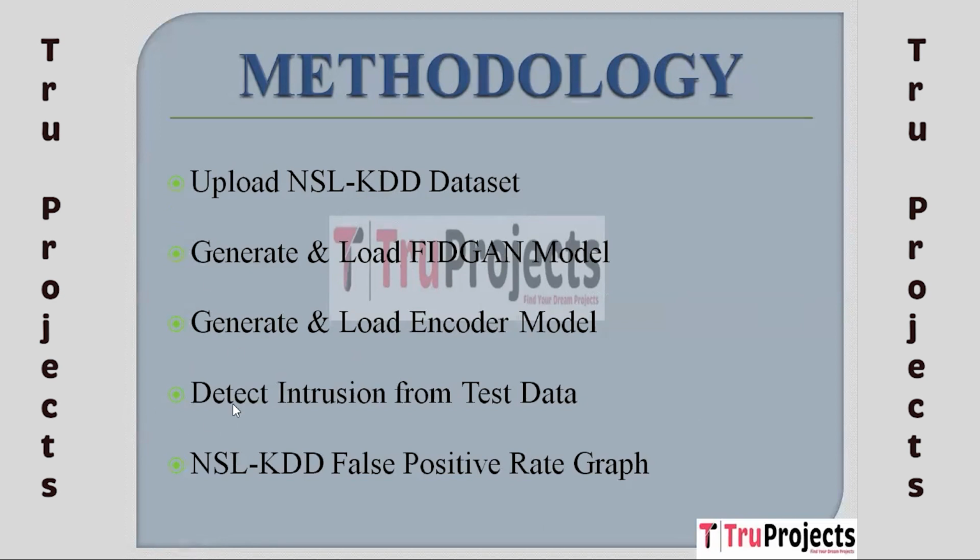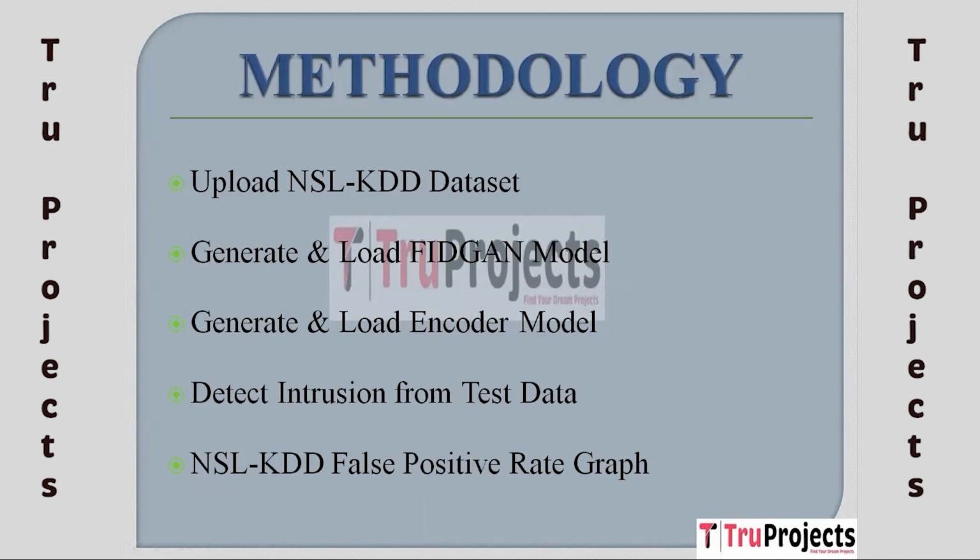The next module is Detect Intrusion from Test Data. In this module, we test our trained systems on new unseen data. FID-GAN makes more fake data and compares it with the new data, while the encoder tells us if it is normal or suspicious behavior. The last module is NSL KDD false positive rate graph.